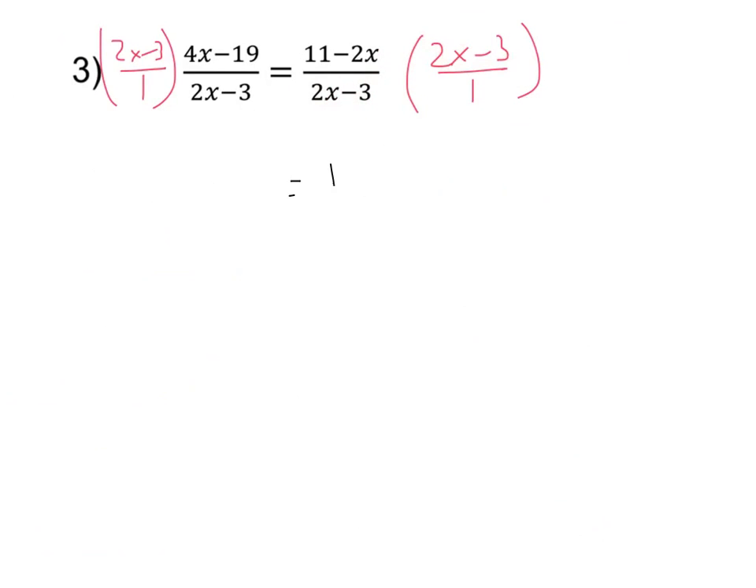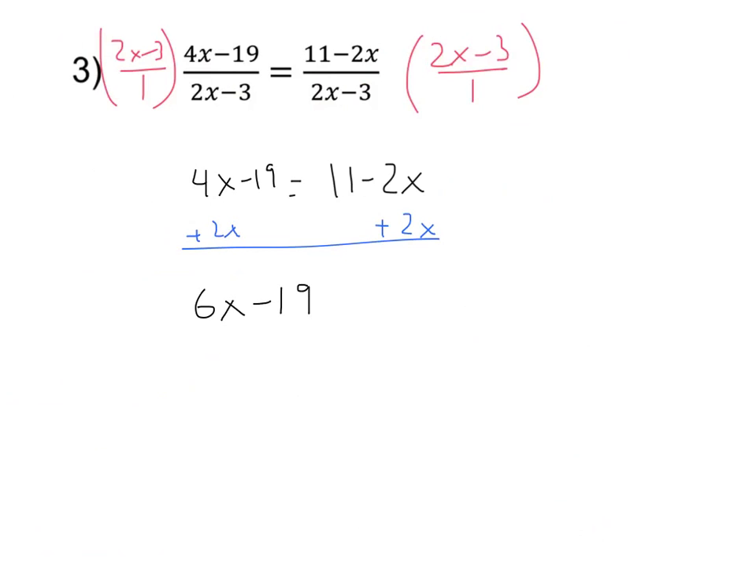So we'll just end up with 11 minus 2x. And the same thing happens on this side. 2x minus 3 divided by 2x minus 3 will be 1. So we get 4x minus 19 equals 11 minus 2x. And now there's no fractions, so this should be a piece of cake. We can add 2x. So we have 6x minus 19 equals 11. And then if I add 19 to both sides, I have 6x equals 30. And I can divide both sides by 6 and get x equals 5.